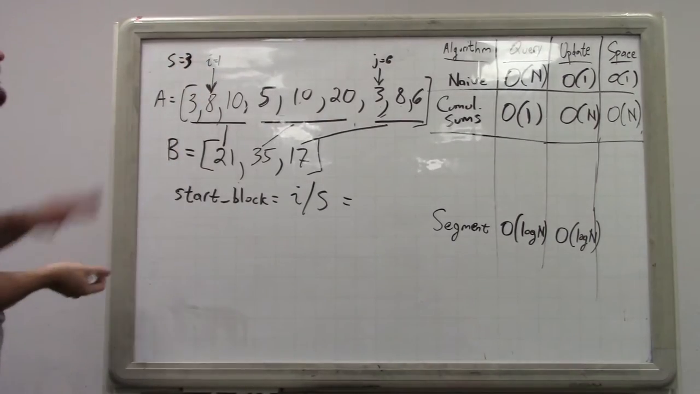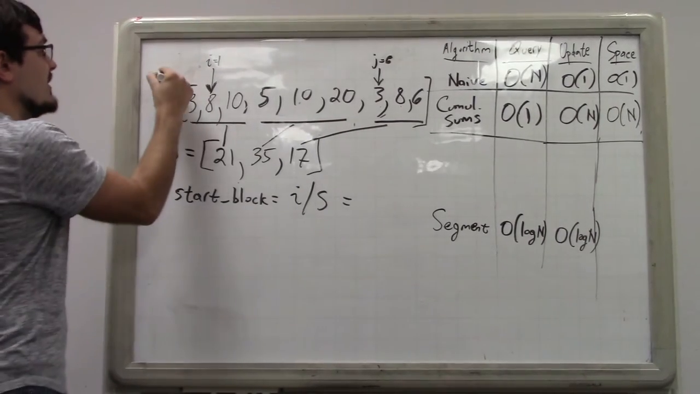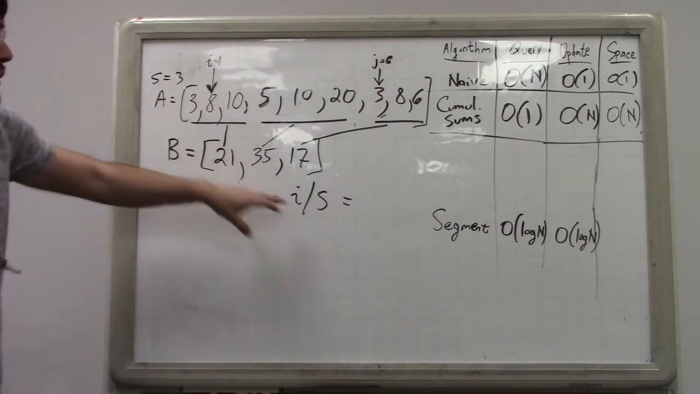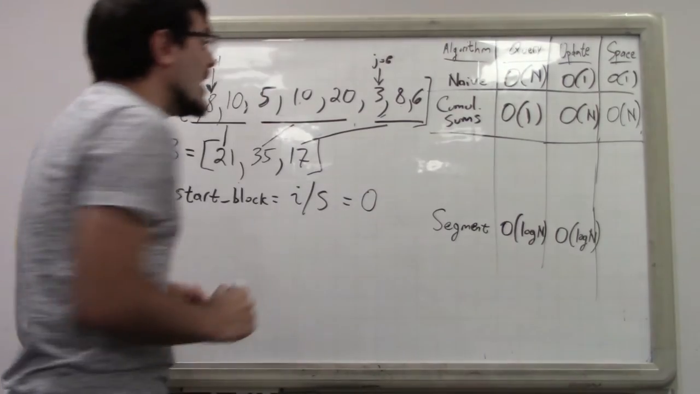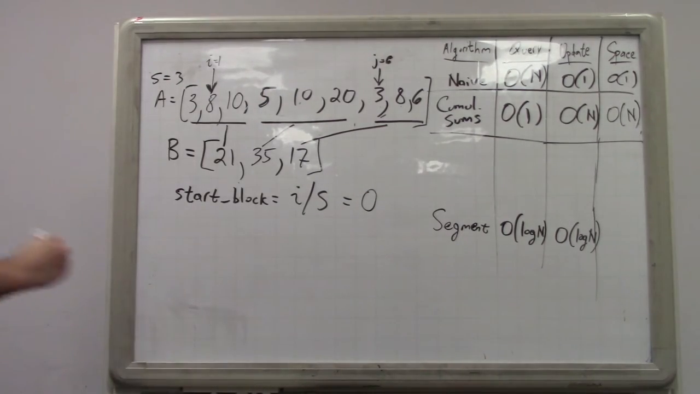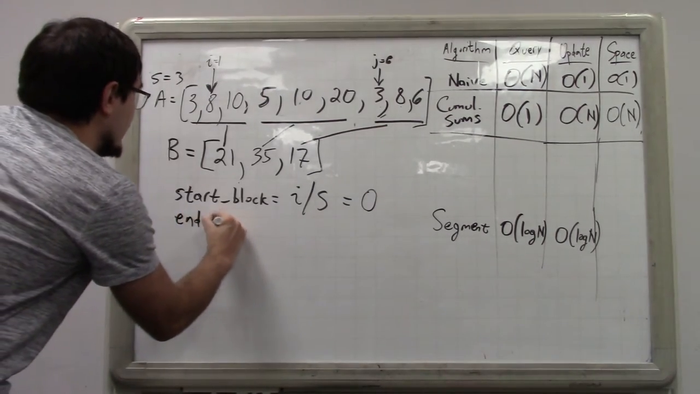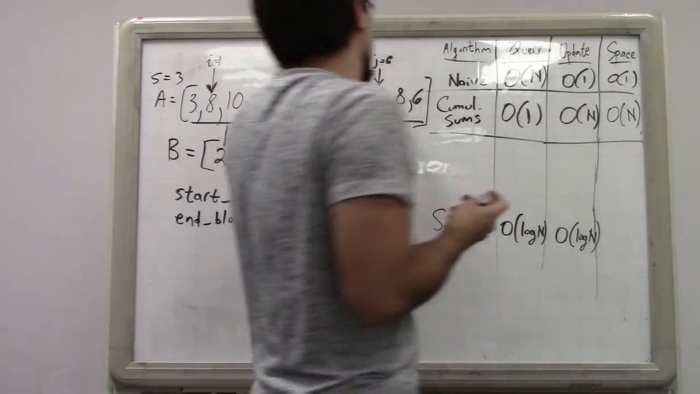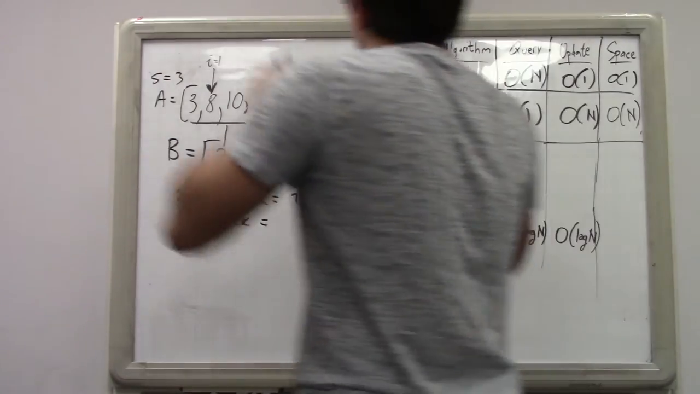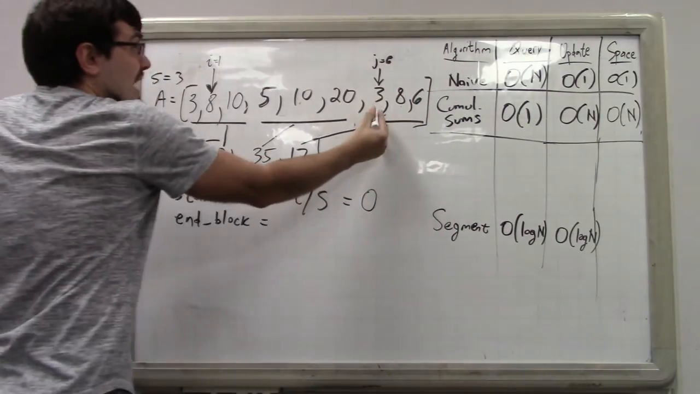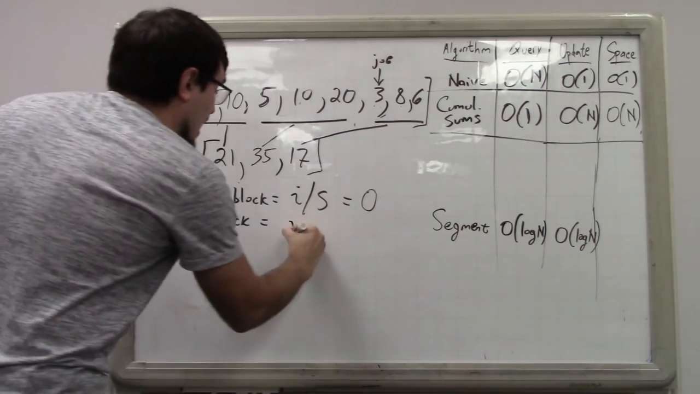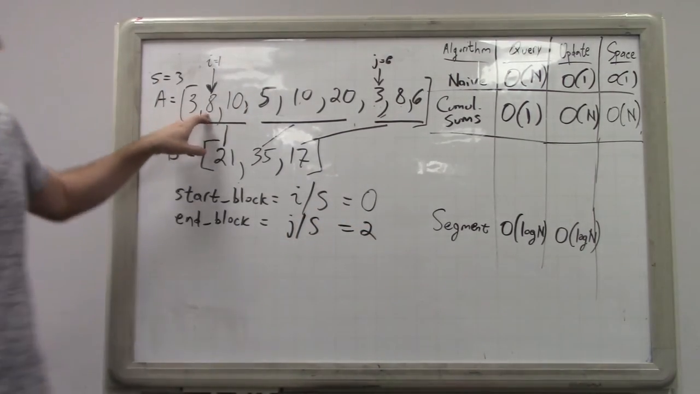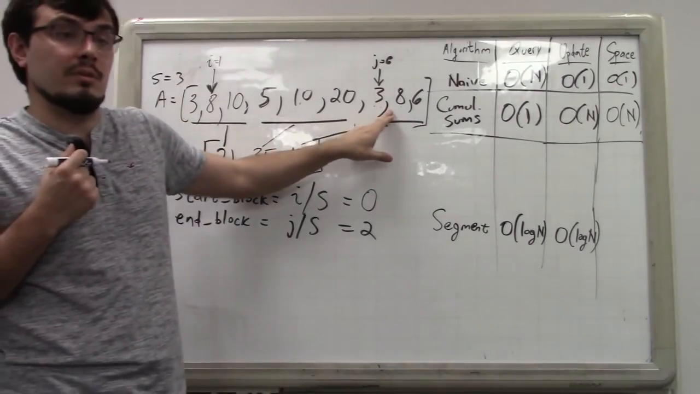The 3 is not a property of the query. The 3 is just a property of how we decided to pre-process the array. So S equals 3 and I equals 1. With truncating division, the start block is the 0th block. And likewise, we calculate the end block. For the end block, we take this value, j equals 6, and divide by S, and we get 2. So now we know the start block is 0 and the end block is 2.